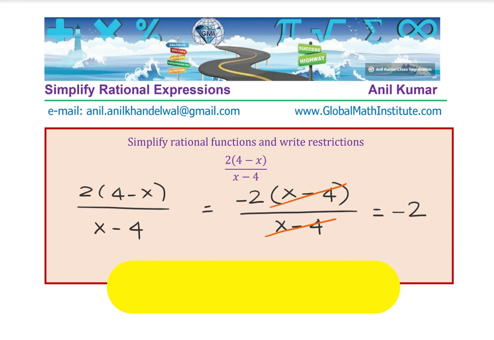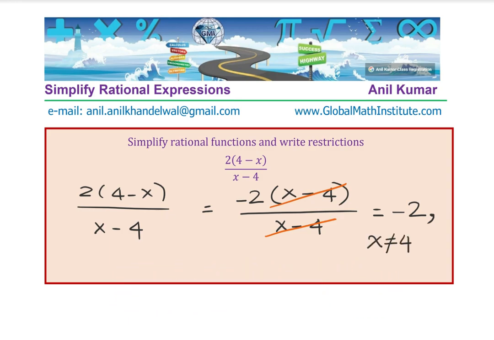What is the difference between the two? The difference is the restriction, and therefore, when we write this minus 2, we have to write the restriction, and that is that x is not equal to 4. You get the idea. So that is the restriction, x is not equal to 4, because at 4, this rational expression is not defined. So in case you sketch this rational expression, the graph of this may look like this.